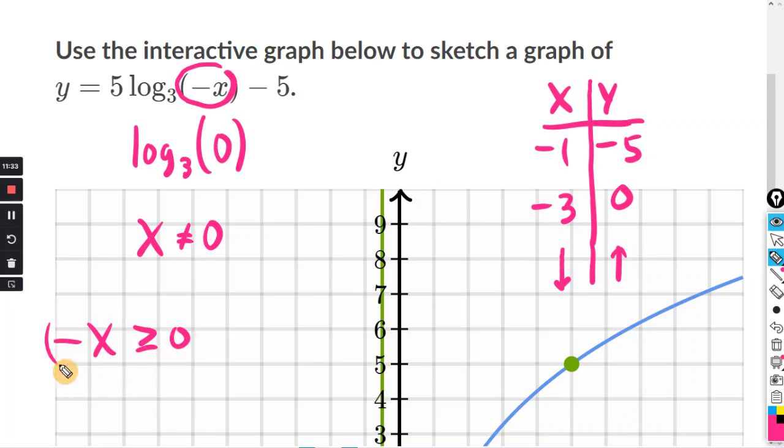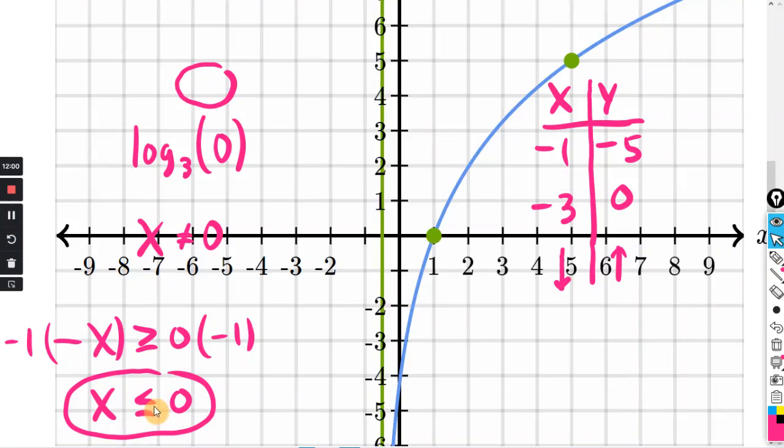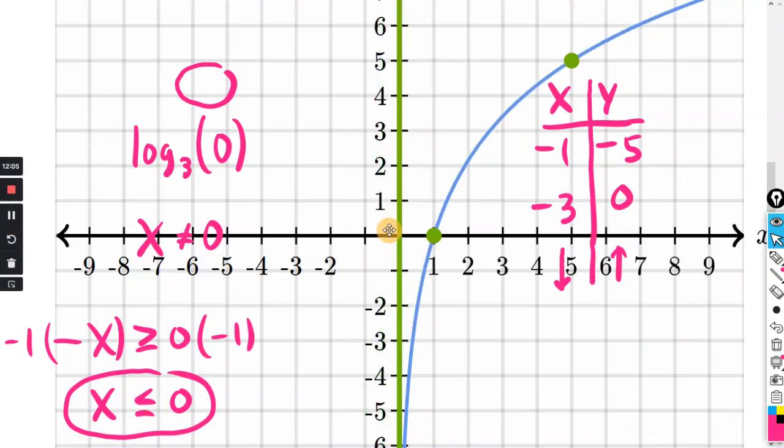Then if you multiply both sides by negative 1, remember that when you multiply both sides by a negative, the inequality symbol has to reverse. So negative 1 times negative x is x, 0 times negative 1 is 0. x must be less than 0. So that's going to be this green line here. x has to be less than 0, so the green line, I'm going to move that to x equals 0.